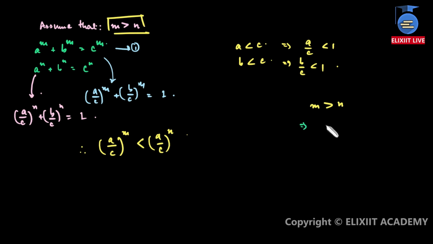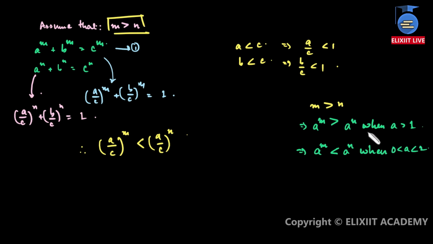Any exponential function, a to the power m and a to the power n, if m is greater than n, then a to the power m is greater than a to the power n when a is greater than 1. The orientation will change when a lies between 0 and 1.